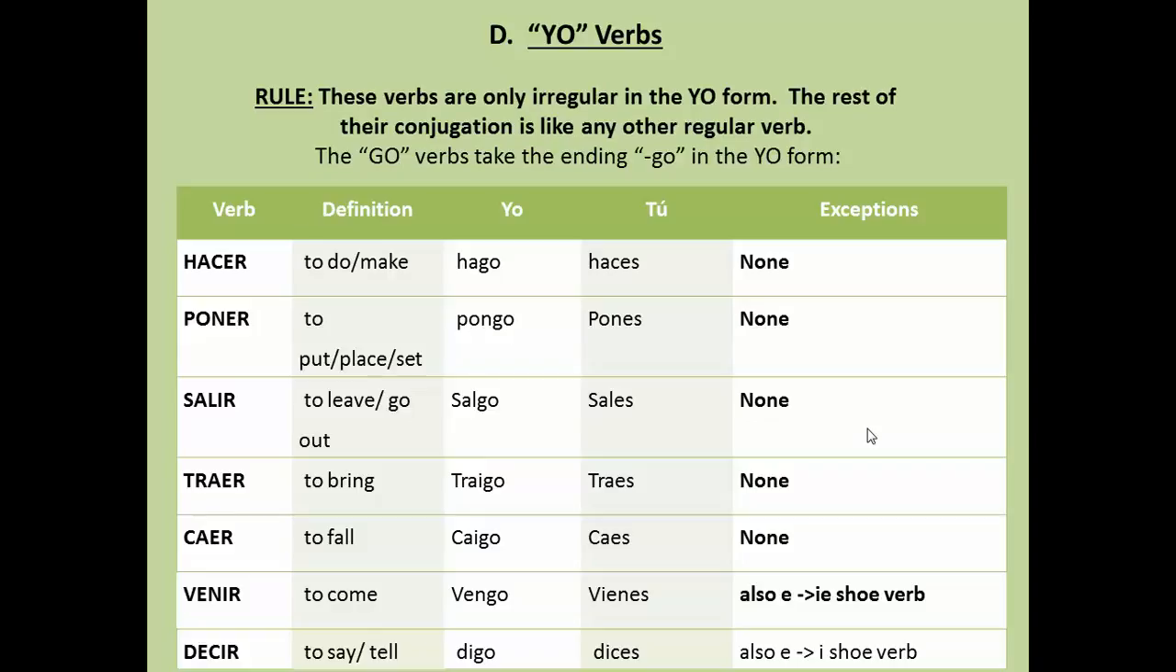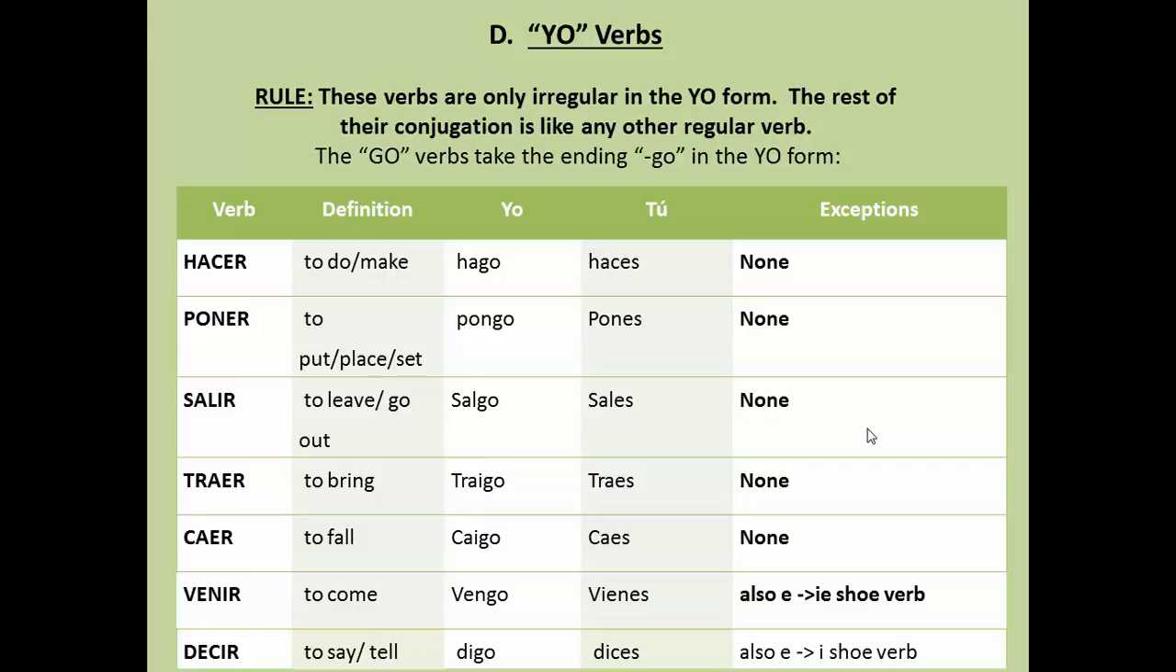And then we've got the verb venir, to come, and that yogo is vengo. But this one gets a little bit extra twist to it. It's also an E to IE inside the boot, except for the yo form. So basically a shoe. So vienes, viene, venimos, venís, vienen.